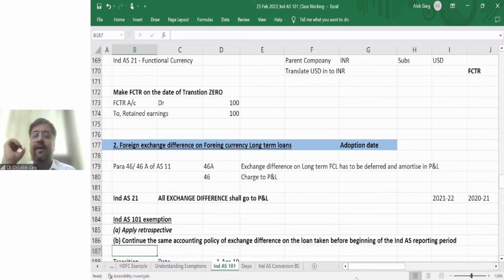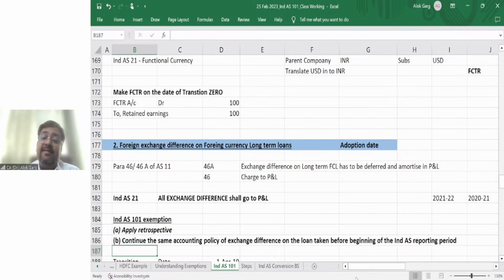For example, if a company has taken a long-term loan 10 years ago, it doesn't matter what the accounting treatment was, 46 or 46A. If the company was applying para 46, then the accounting is similar, because para 46 also says that you have to take it to the P&L, and Ind AS 21 also says that you have to take it to the P&L. But a company which was deferring and amortizing in P&L, in that case, the company has to go back in time and apply this Ind AS 21 accounting for the last 10 years or 15 years. For example, if the company has taken a loan 2 years ago, then the company can do that. But if the company has taken a loan 20 years ago, 15 years ago, it cannot do that.